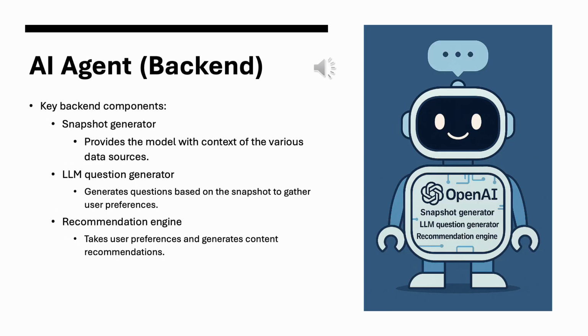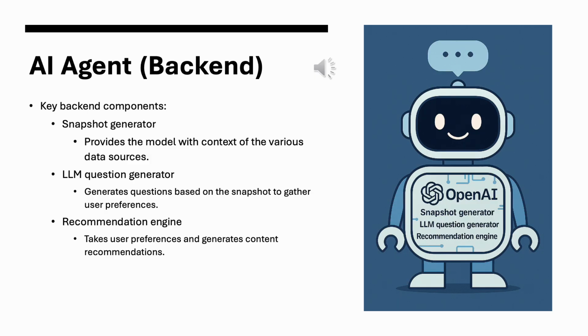To further break down how this application works behind the scenes, we can really look at this as 3 key components. The first component, the snapshot generator, provides the LLM with context of the database so it can better understand what kind of questions the model can ask. This is the big differentiator between this agent and standard ChatGPT, as this model has prior knowledge of the database so it can better ask informed questions.